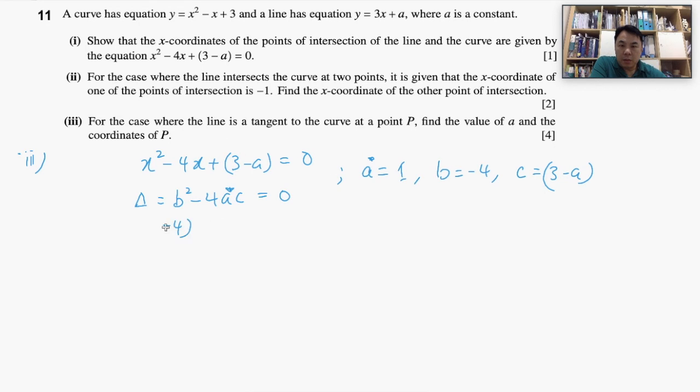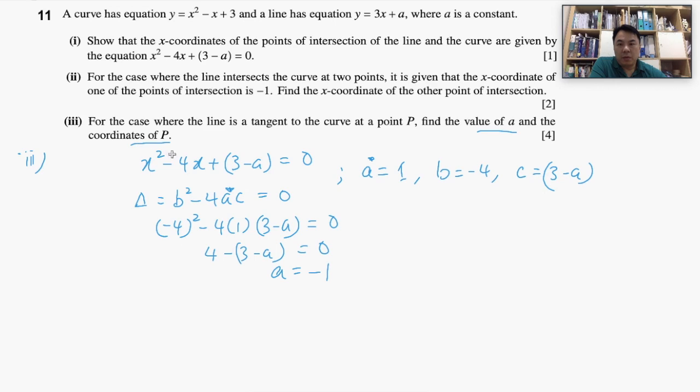Now in this case it will be 4 squared minus 4a times c, where c is 3 minus a, equal to 0. So that gives 4 minus 3a equal to 0, so a is equal to -1. Okay, so a is equal to -1. We have indirectly found the value for a.